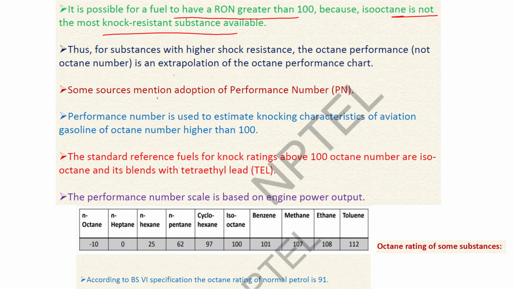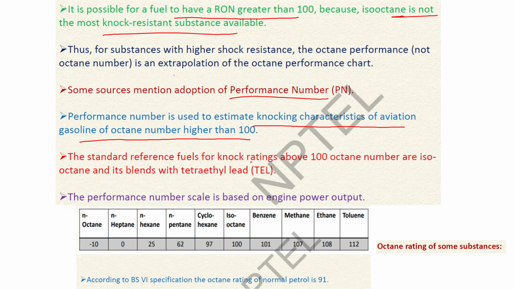Okay. So some sources mention that for those cases when the octane number is greater than 100, it is called the performance number. Sometimes it is called the performance number. The performance number is used to estimate knocking characteristics of aviation gasoline of octane number higher than 100. So basically, performance number is used in the case of aviation turbine fuel where octane number is greater than 100.